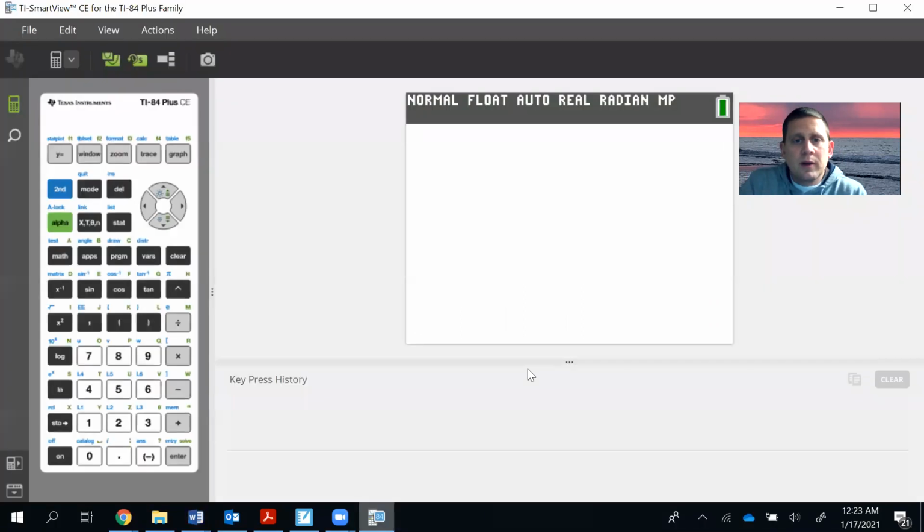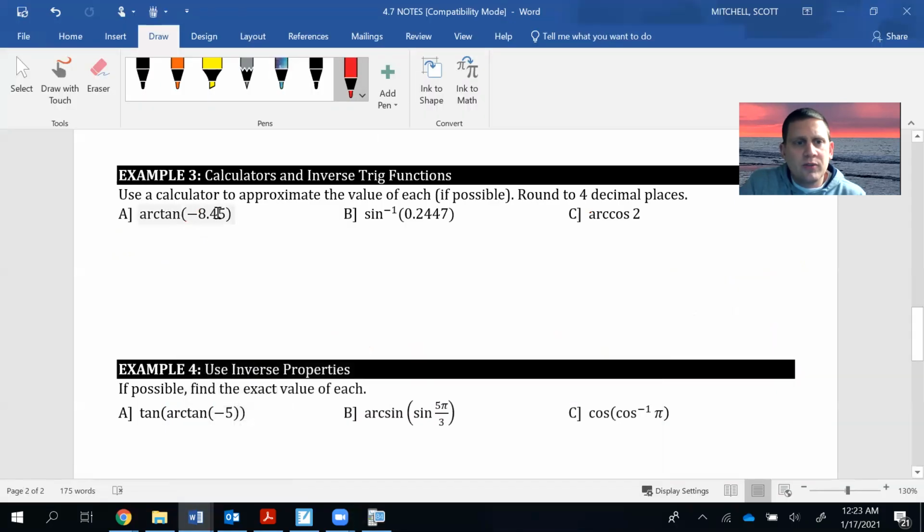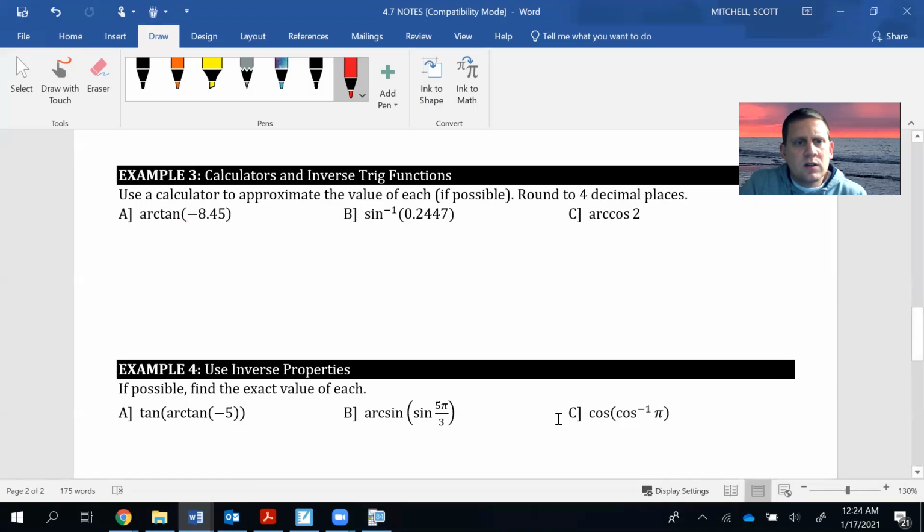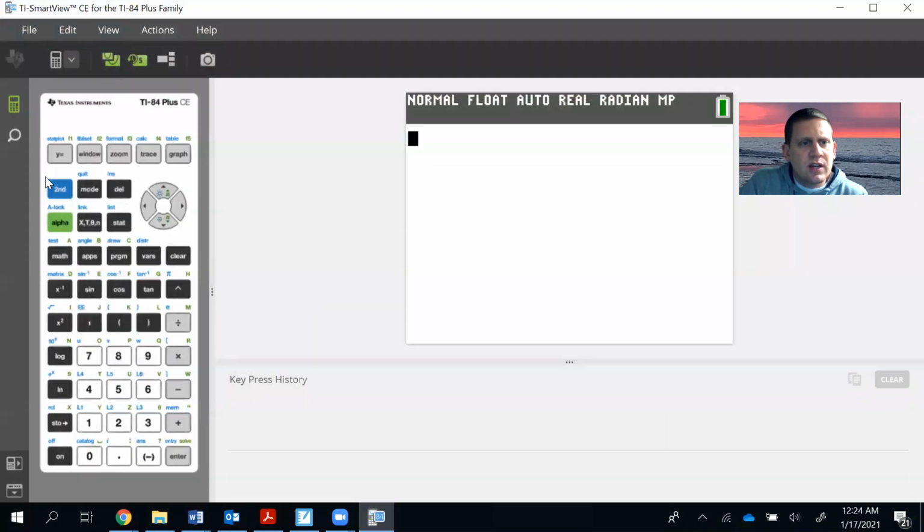Okay, so we're going to pull up our calculator here. And before I do anything, I need to know what mode I'm in. So I look here, and this is in radians. That's going to be radians because I'm in radians. So I go to my handy dandy calculator, and the first one was arctangent. So let's go inverse tangent. We don't have an arctangent button on the calculator. We have an inverse tangent. So I find that in second tangent.